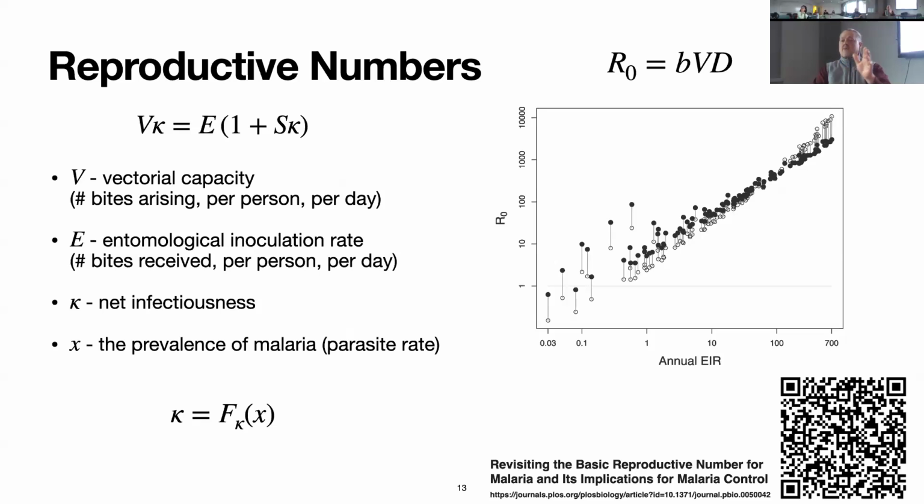So if you go out, you can try to measure the number of infective bites that a person receives in a day. It's what we think of as EIR. The methods for doing it maybe aren't as accurate as we'd like them to be, but that's what we try to measure. And the idea here is that vectorial capacity is measuring potential bites, or the potential for bites emerging, while EIR is measuring bites received.